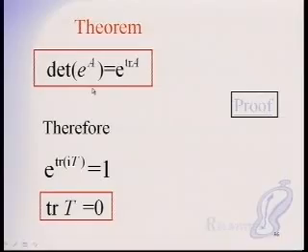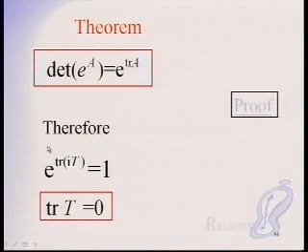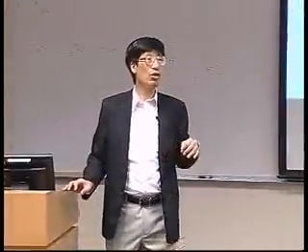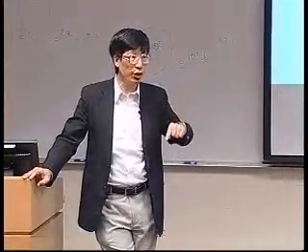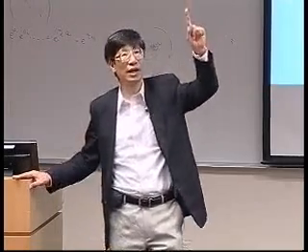So the condition was determinant of e to the iT is 1. Using this theorem, I have e to the trace of iT is equal to 1. Just e to the trace of iT. Now, e to something is equal to 1. That means the exponent is 0. So trace of iT is equal to 0, or trace of T is equal to 0. Okay? So to say that U has determinant 1 is the same as saying that the T upstairs has 0 trace.